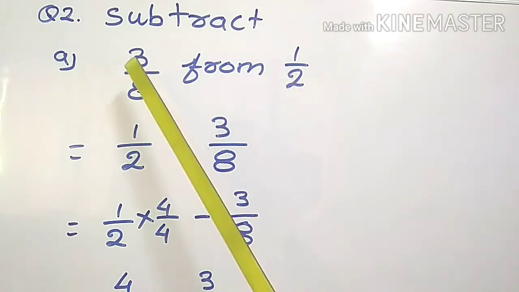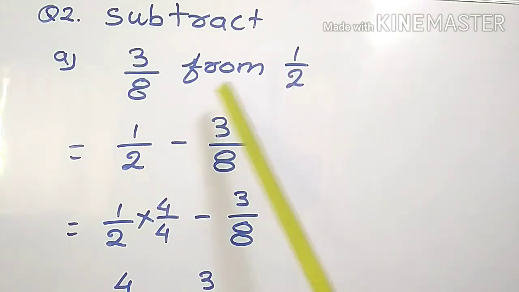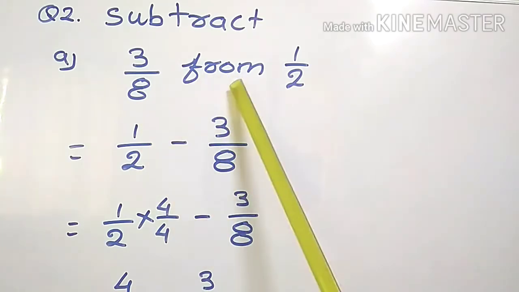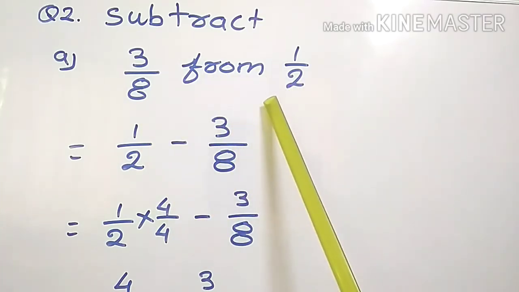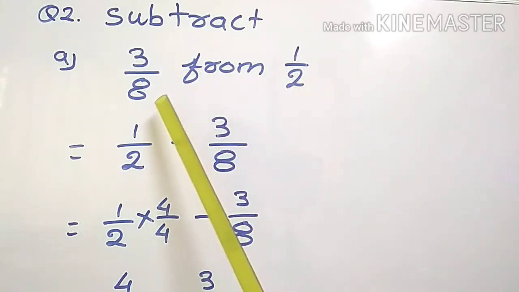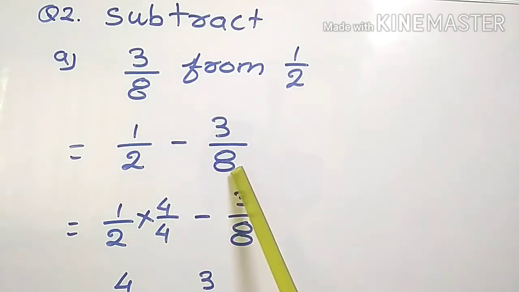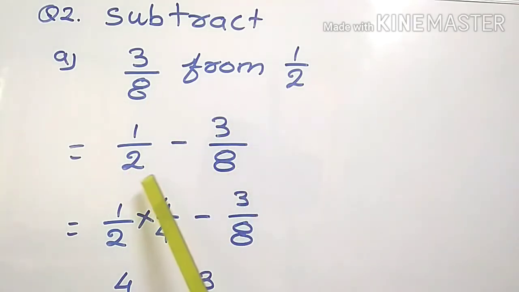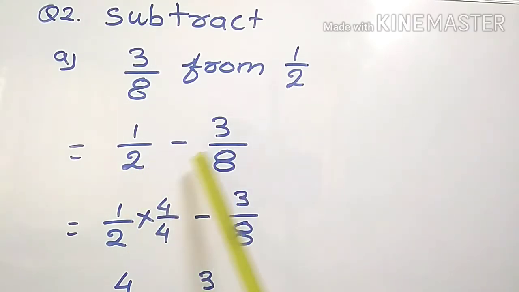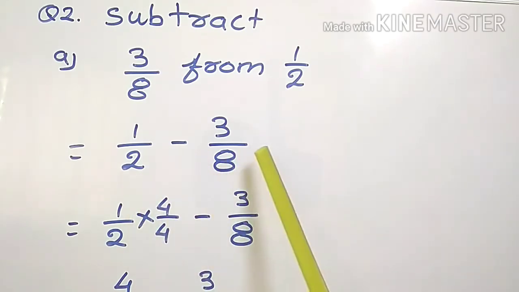Subtract 3 by 8 from 1 by 2. So we have to subtract 3 by 8 from 1 by 2. So write 1 by 2 first. From 1 by 2 we have to subtract 3 by 8. So write 1 by 2 first minus 3 by 8. 8 is the denominator of the second fraction. 2 is the denominator of the first fraction. And 8 is bigger than 2. 8 is a multiple of 2. So the LCM of 2 and 8 is 8.